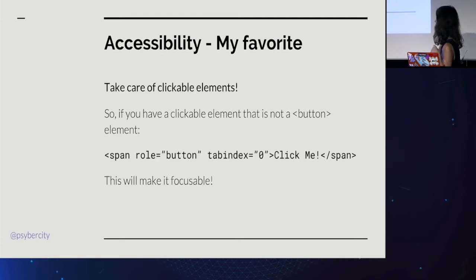Before we talked about tab index, so take care of clickable elements. If you have a clickable element that is not a button, make sure that you give it a tab index of 0, and also make sure that you give it the role of a button. So when a user uses a keyboard, tab, or a screen reader to navigate through your application, this is added in the flow, and it is focusable.